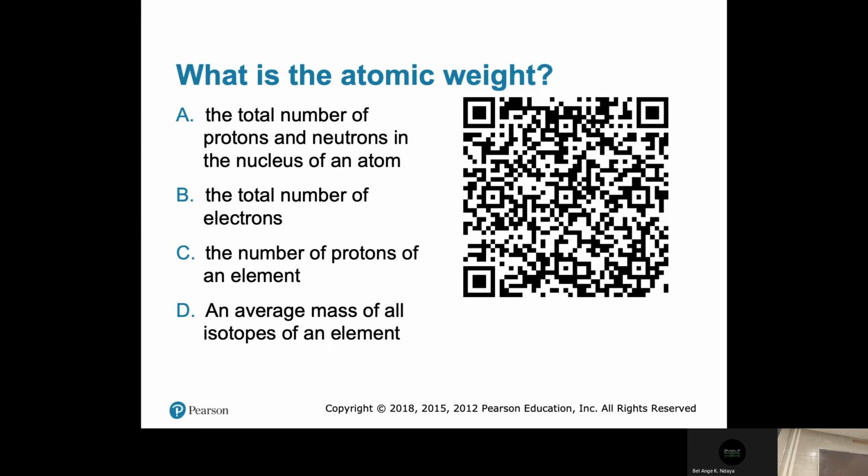Weight. Sorry, say it again. How is it an average of a mass then, if it's atomic weight? How does that make sense? I don't understand what you're saying. Can you show me the answers again? Yeah, absolutely.